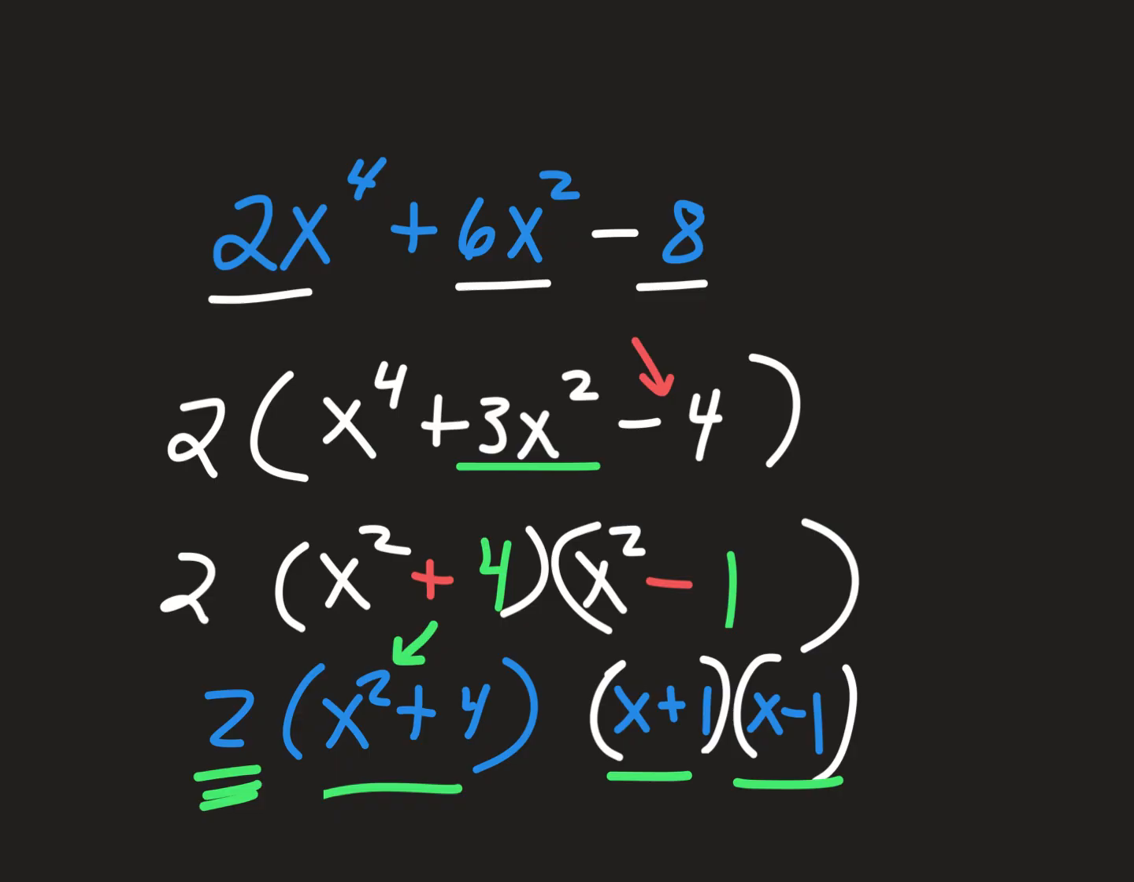And here's another way you can know it's wrong. It's supposed to have 4 answers. See that 4 at the top? That tells me that there's supposed to be 4 answers. I'm only getting 1, 2, 3. Oh, that's right. The x squared plus 4 gets you 2 imaginary answers.